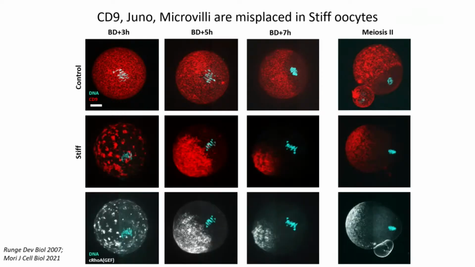So in stiff oocytes, all these CD9, Juno, and microvilli are going to be, in a way, localized in patches early on during meiosis 1. Then they will polarize strongly in this zone that is away from the division. And it's the same in meiosis 2. They will form a highly polarized region that is much more restricted compared to control oocytes. So the zone where the sperm can bind is restricted in these stiff oocytes compared to control oocytes.